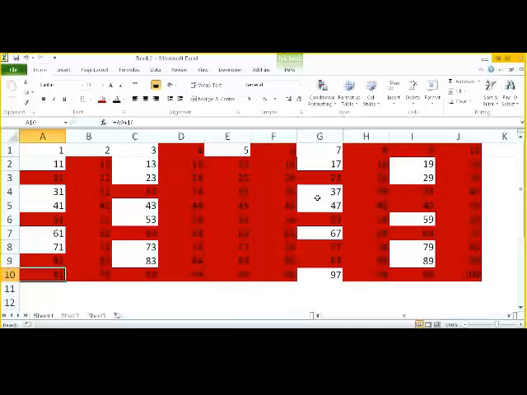So it's 11, 13, 17, 19, 23, 29, 31, 37, 41, 47, 53, 59, 61, 67, 71, 73, 79, 83, 89, 97. So those are all the prime numbers between 1 and 100.